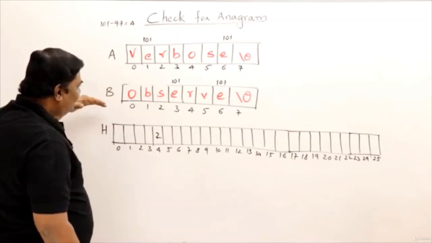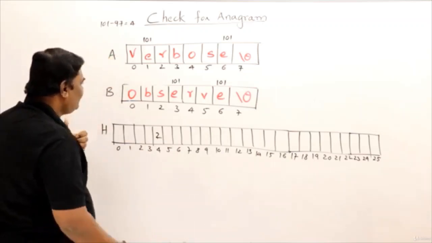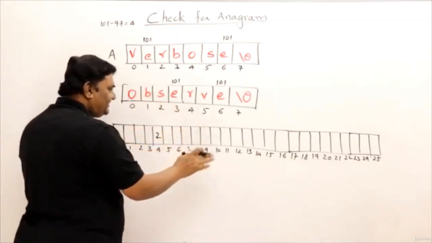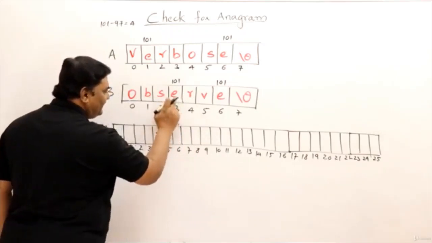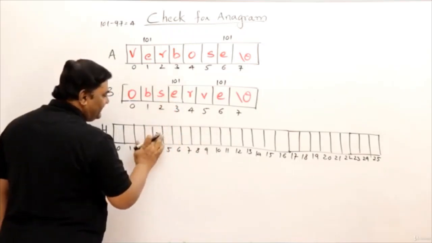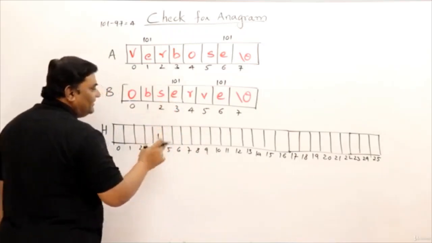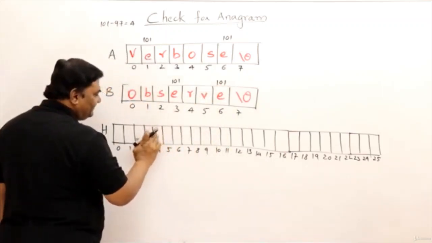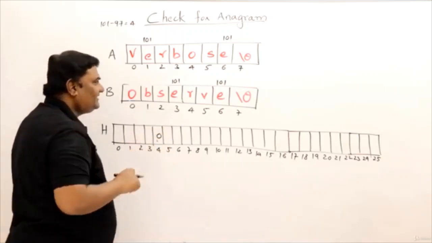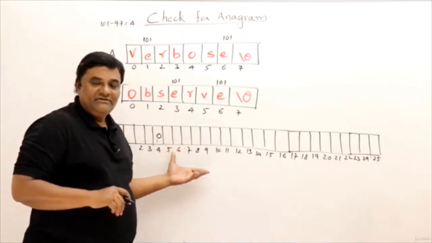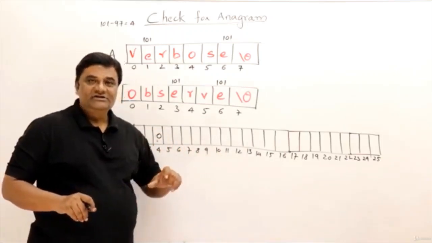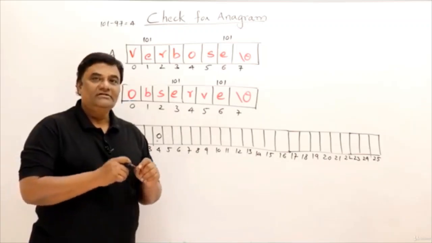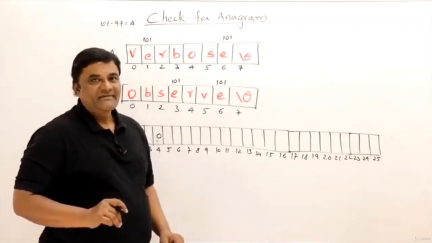Now while we are checking whether this string is an anagram of that one or not, for O, B, S, everything we check. Then when it comes on E, we go to the same index and decrement it and it will become 1. Then we come to this E, again we go to the same index and it will become 0. So it will not be -1. So even using hashing, using a hash table, we are able to handle duplicates also.